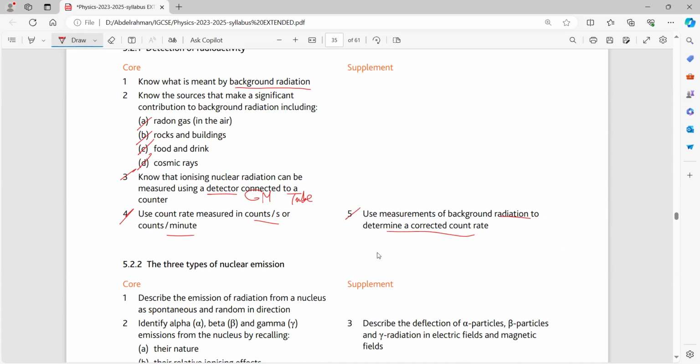For example, if the background radiation is 30 counts per minute, and then I bring in the uranium or whatever, and the detector reads 570 counts per minute. Then to find the uranium alone, we have to subtract: 570 minus 30 is 540. So the uranium on its own is giving off a radiation of 540 counts per minute. Why? Because you have to subtract the background radiation first.